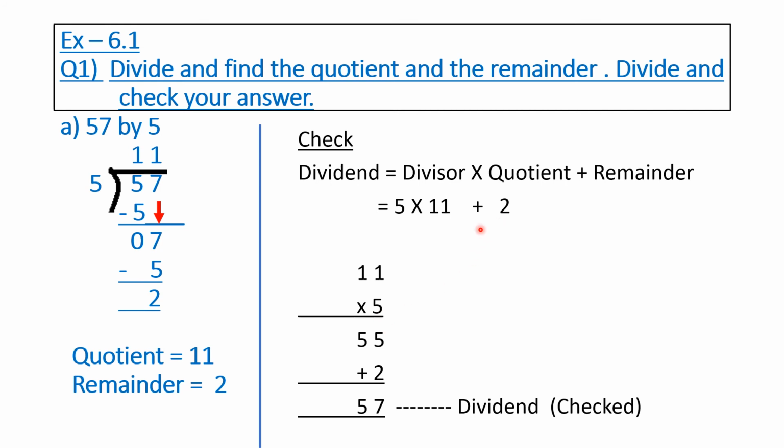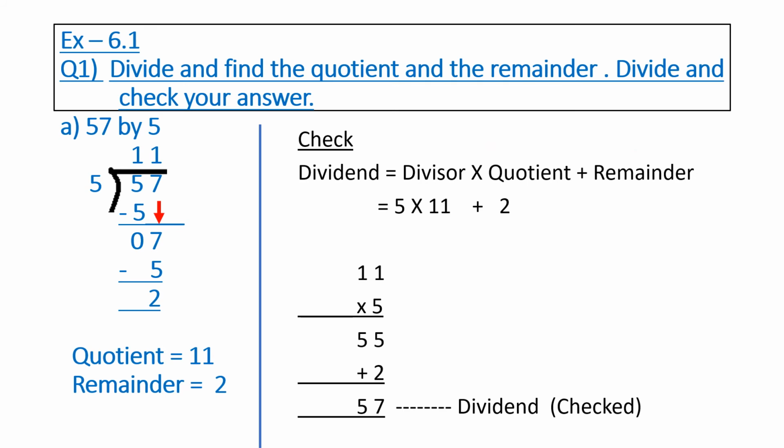And then you add 2. What are you getting, 55 plus 2? 57. Okay. Is it our dividend? Just check it. Is it our dividend? Yes. 57 was our dividend. You are getting the same number, 57. So our division is correct. So you write here checked. Okay. This formula you need to write. Clear? You have to multiply divisor and quotient and add the remainder.